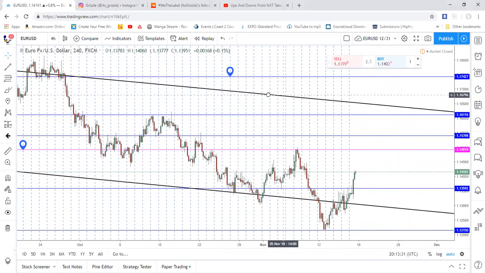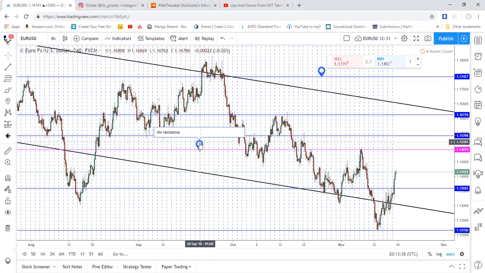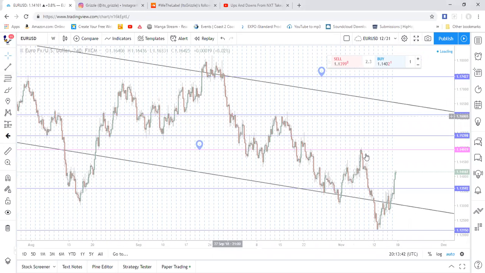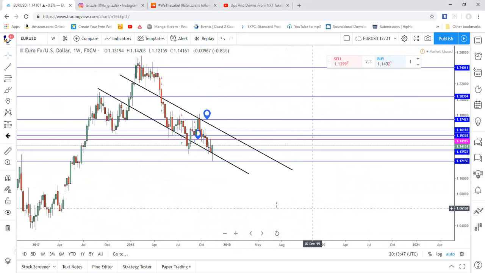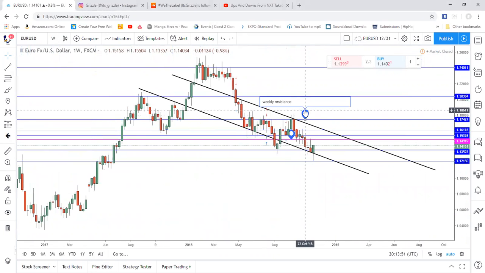So right now I just did my little analysis. This right here is the weekly resistance. This is the 4-hour resistance. Let's bring it back to the weekly chart. These are just little notes.